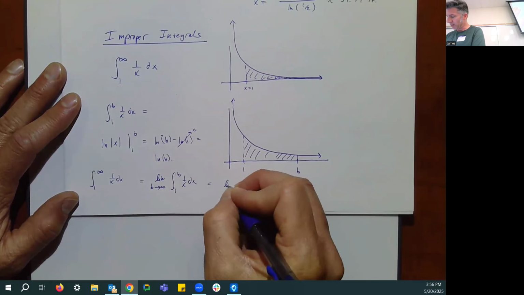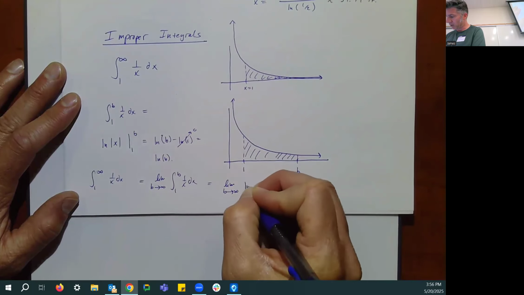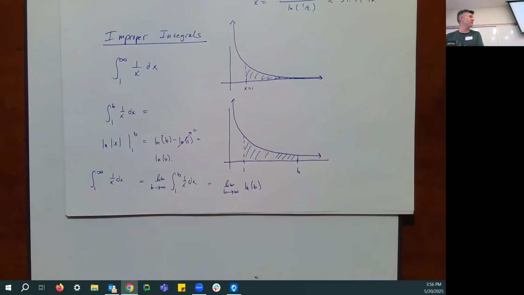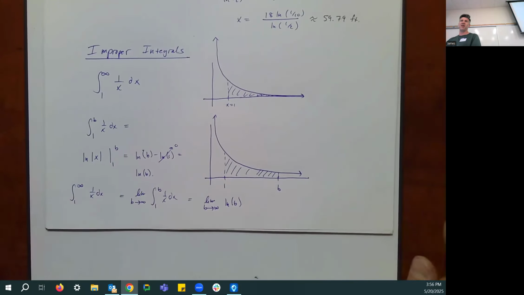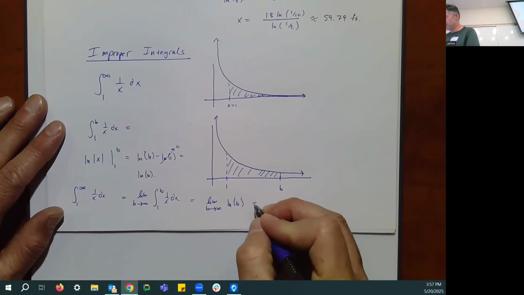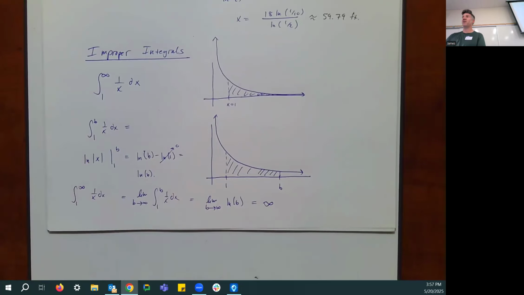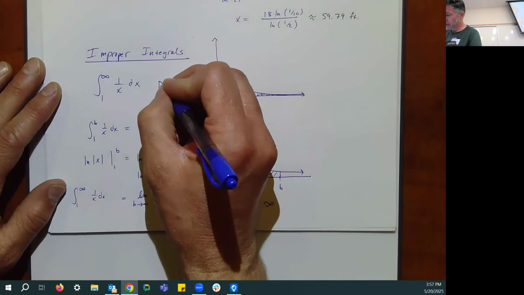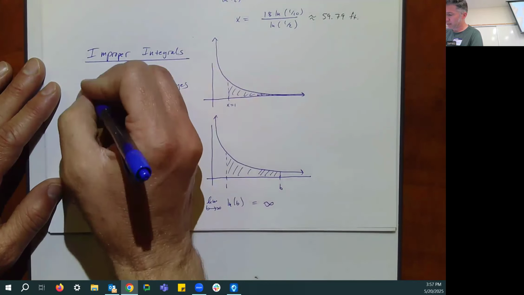We do all this work. We end up getting the limit as b goes to infinity of the natural log of b. And then as b goes to infinity, what happens to the natural log of b? Well, it's really, really slow, but it keeps on increasing and getting bigger and bigger forever and ever. This limit is infinite. The amount of area under that curve is infinite. So we would say that this improper integral is divergent. So this integral diverges or is divergent.